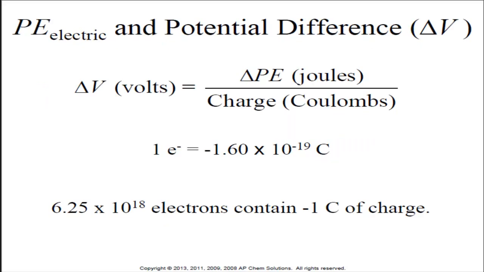So we think of the change in voltage, or the potential difference, as the change in potential energy over the charge in coulombs. Now a coulomb is a set of electrons, and negative 1 coulomb of charge is 6.25 times 10 to the 18 electrons. We can't measure this by individual electrons because they're so teeny tiny. One electron has a charge of negative 1.6 times 10 to the negative 19 coulombs. So voltage is actually the change in potential energy versus these 6.25 times 10 to the 18 electrons, and that's the number of electrons that produce 1 coulomb of charge.